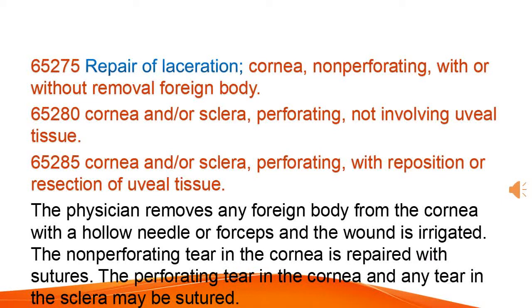Repair of laceration, cornea, non-perforating, with or without removal foreign body. Cornea and/or sclera, perforating, not involving uveal tissue. Cornea and/or sclera, perforating, with reposition or resection of uveal tissue. The physician removes any foreign body from the cornea with a hollow needle or forceps and the wound is irrigated. The non-perforating tear in the cornea is repaired with sutures. The perforating tear in the cornea and any tear in the sclera may be sutured.